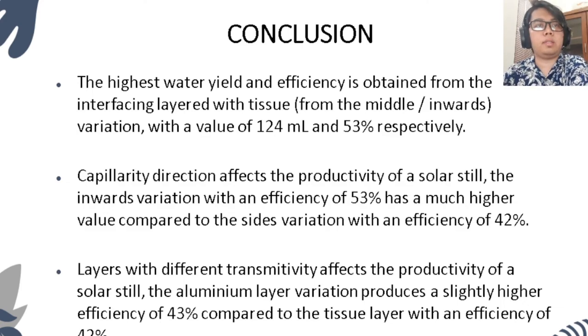The third point, layers with different transmittivity affect the productivity of a solar still. The aluminum layer variation produces a slightly higher efficiency, which is 42%, compared to the 42% of the variation which is layered with tissue.